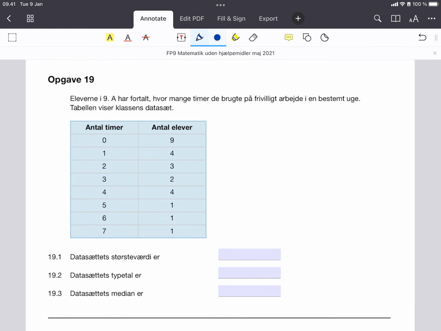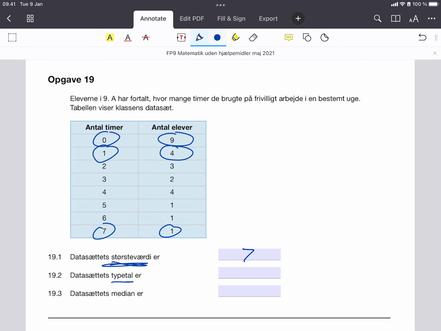Okay, exercise 19. Pupils in 9A have told how many hours they've used for voluntary work in a particular week. The table shows the class's data set. So 9 people said they did 0 hours, 1 person did 4 hours, and so on. The data set's highest value is what? There was 1 person who did 7 hours, so it's 7 hours.